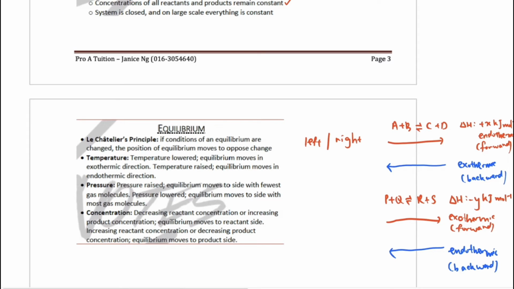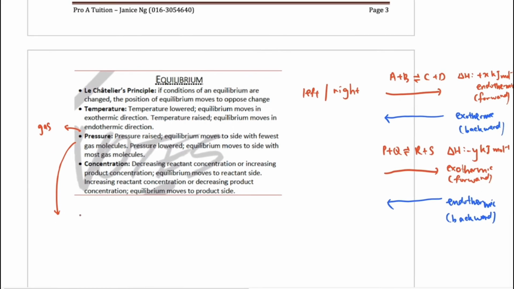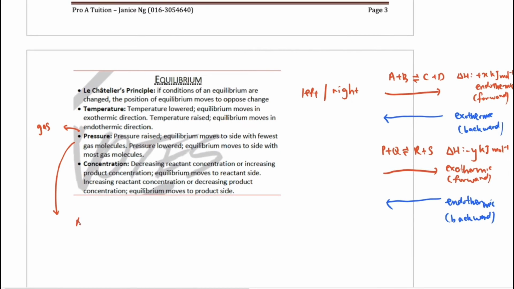Okay. Now, let's see the second situation, pressure. You increase the pressure. Pressure is for gas only, for gaseous reactants and products, for example. Okay, so if you increase the pressure, equilibrium moves to the side with fewer gas molecules. So let's say for example, we have the Haber process, nitrogen plus hydrogen become ammonia.